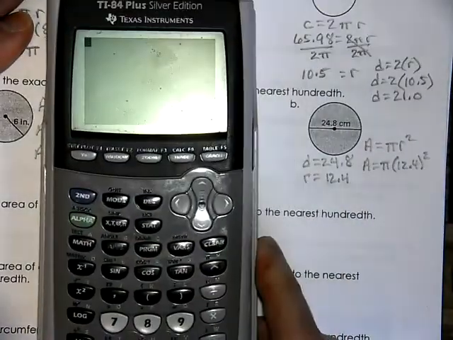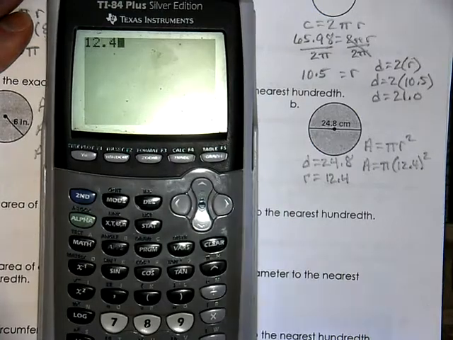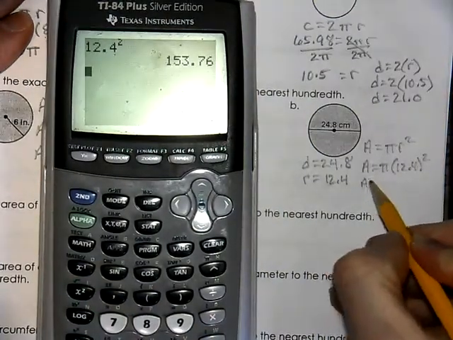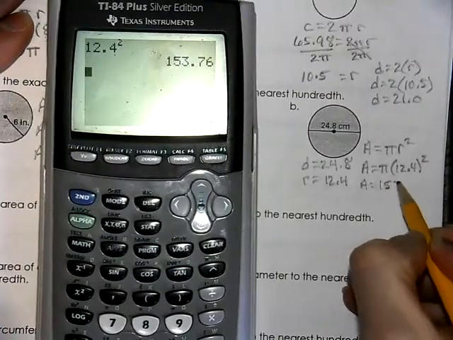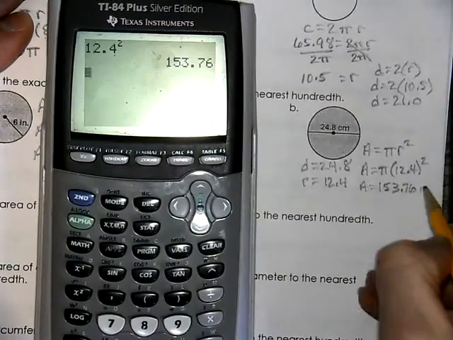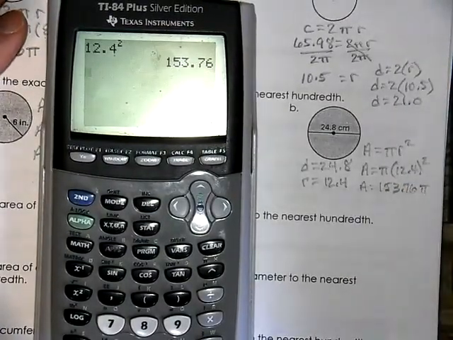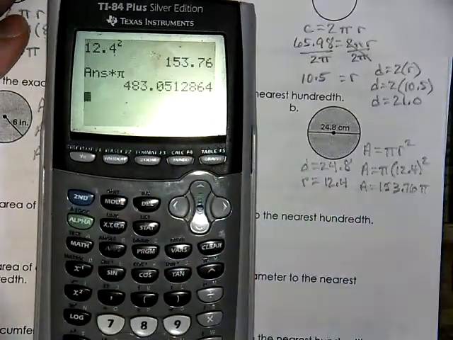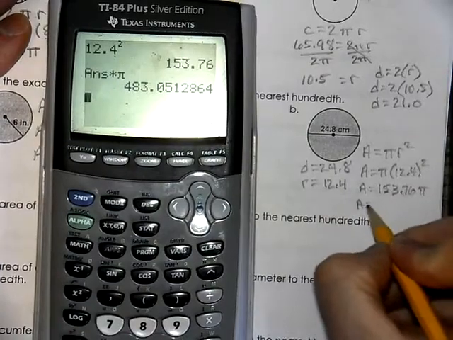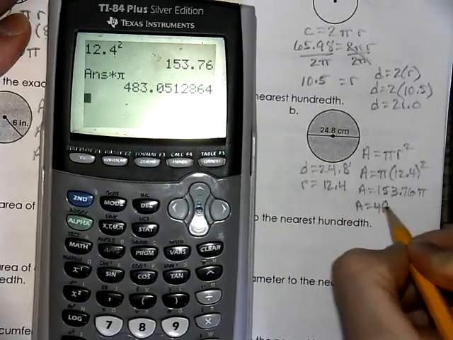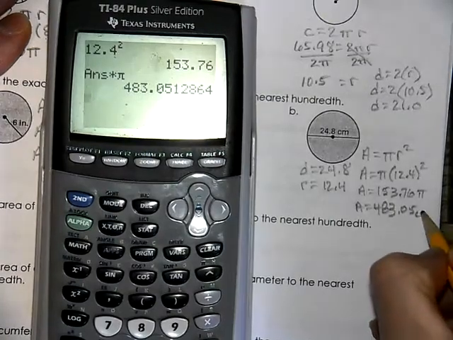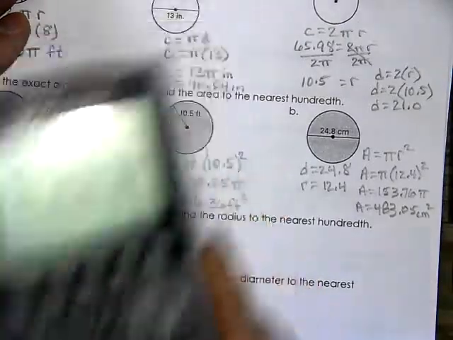So we bring over the calculator and we say 12.4 squared, and that's going to give us an exact answer of 153.76 pi. And they want us to round this to the nearest tenth, so we're going to times that by pi, and we're going to get an area of 483.05. These are centimeters squared.